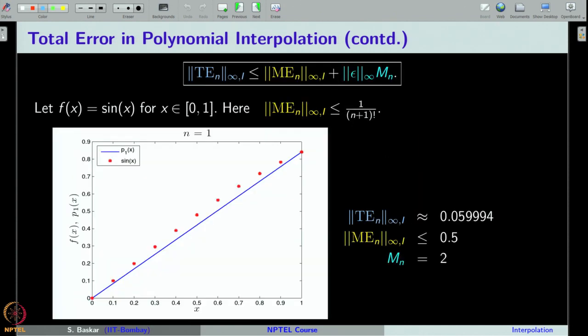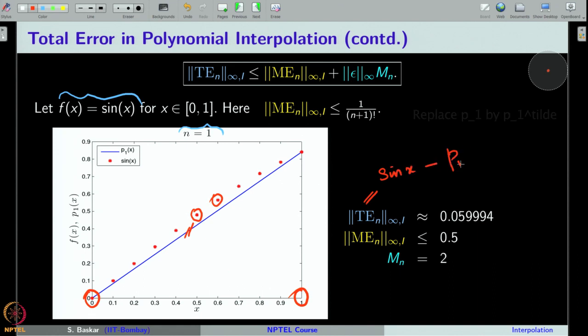Let us start with approximating this sine function by the linear polynomial interpolation, that is P1 of x. In this graph, the blue solid line represents the graph of the interpolating polynomial P1, and the red dots represent the graph of the sine function in the interval 0, 1. Note that the polynomial P1 of x is obtained by taking the nodes as 0 and 1. What is the total error? Total error is nothing but sin x minus P1 tilde of x.